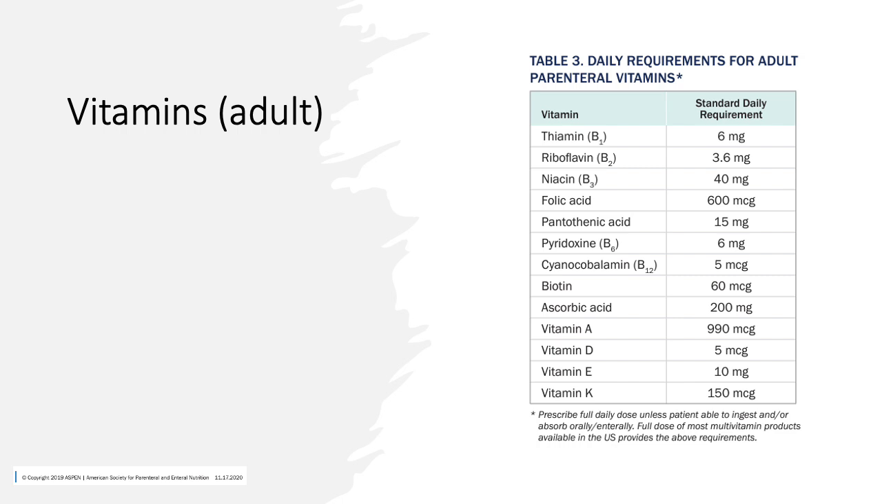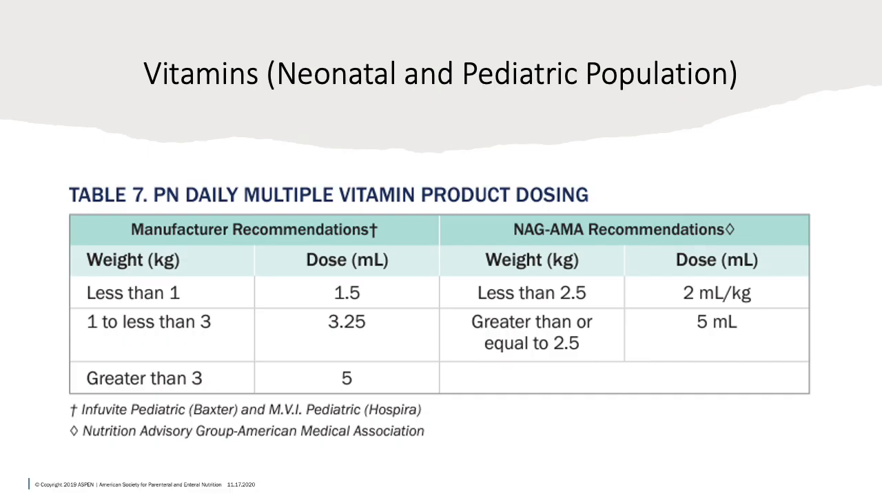Most of the time when you're dosing vitamins in TPN, it's just a standard daily multivitamin that's added. You're usually not dosing each individual vitamin. You can, but most often we're just going to throw in the standard multivitamin. Here are the ASPEN recommendations for daily multiple vitamin product dosing for the neonate and pediatric populations. This is for the multivitamin products Infuvite Pediatric and MVI Pediatric from Hospira. And this is the manufacturer recommendations versus the Nutrition Advisory Group American Medical Association recommendations.